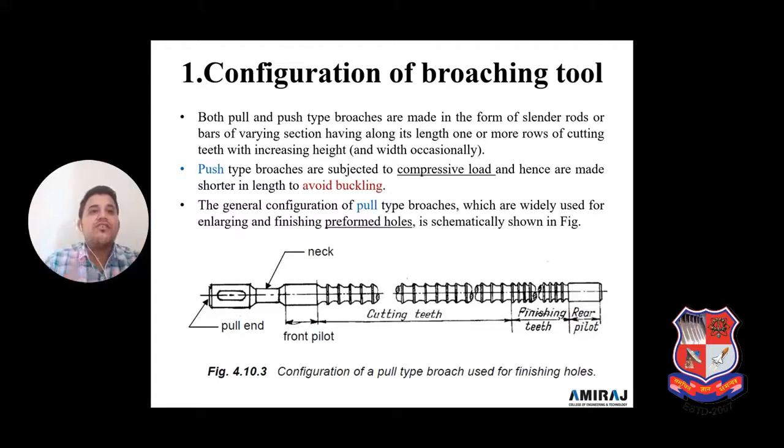So this is the configuration of any broaching tool. Either you can take a pull type or a push type. Push type means vertically and pull type means horizontally.